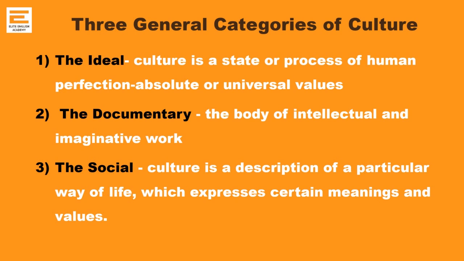The third one is the social-based definition, in which culture is a description of a particular way of life which expresses certain meanings and values not only in art and learning but also in institutions and ordinary behavior. The social perspective of culture refers to how a group of people behave in a particular way, and how their behavior is being controlled by different social institutions. So from this we understand, according to Raymond Williams, there can be three different dimensions of culture. One is based on the ideal, second the documentary, third the social.